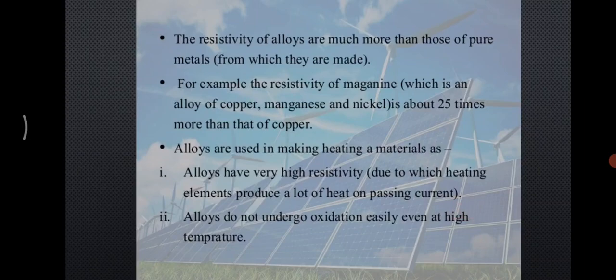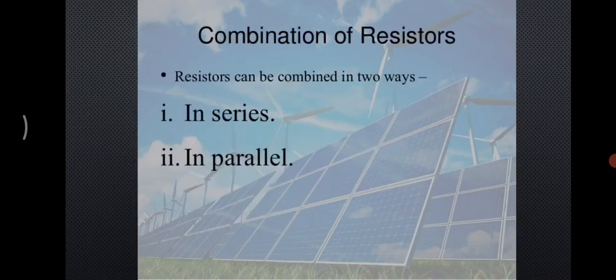And alloys do not undergo oxidation easily, even at high temperature. Why? Because they are a mixture of many metals, so they will not react with oxygen easily even at high temperature. These are the properties of metals having high resistivity. Okay, so this is all about resistivity. The combination of resistors we are going to study now.